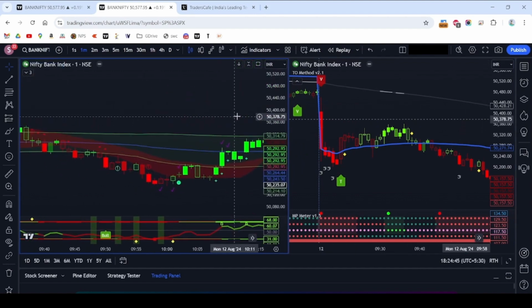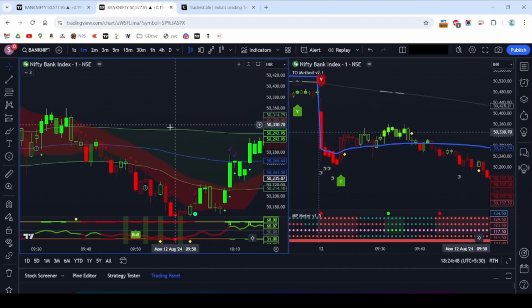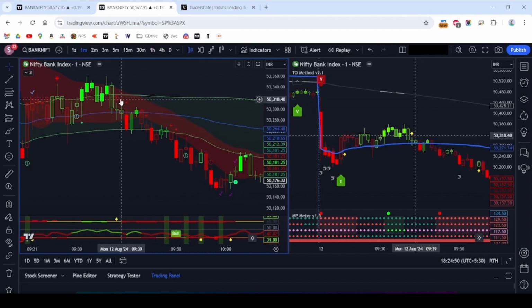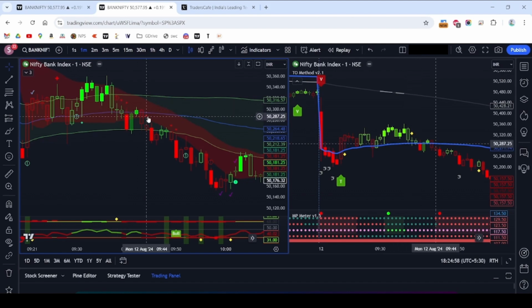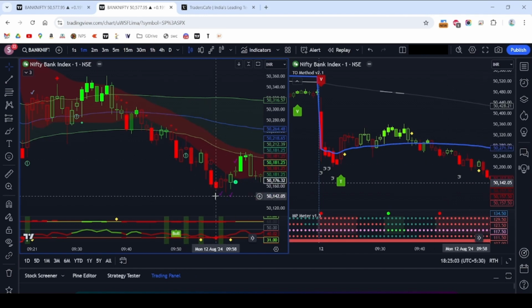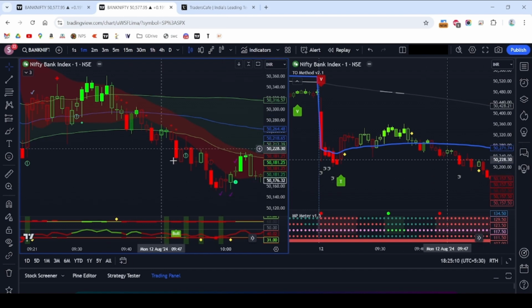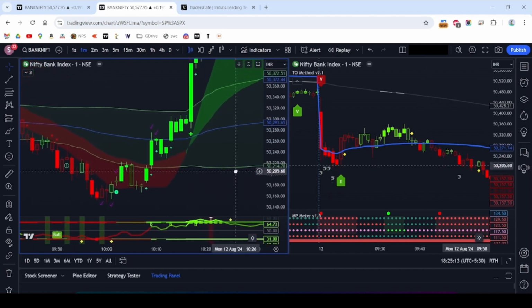Our entries are basically based on this side of the chart. The first signal is printed here for the sell, but since the candles are in green, this is not a valid entry. The valid entry is here, 50,289, and you have a partial profit booking at 50,143. That's an approximate 200 points captured.